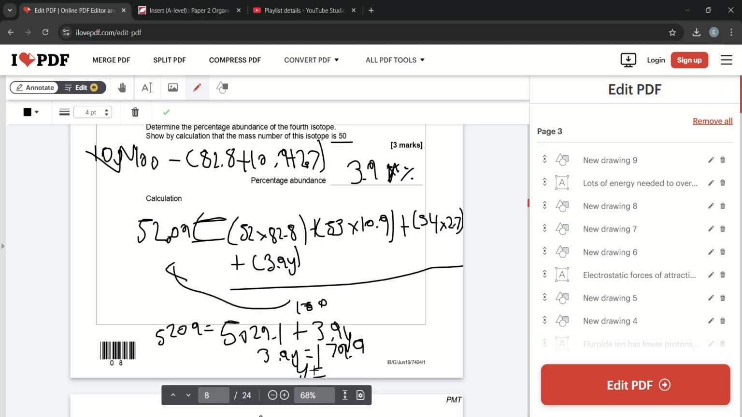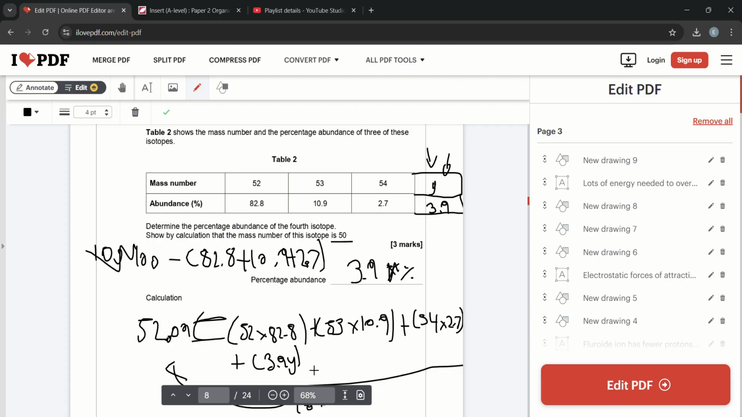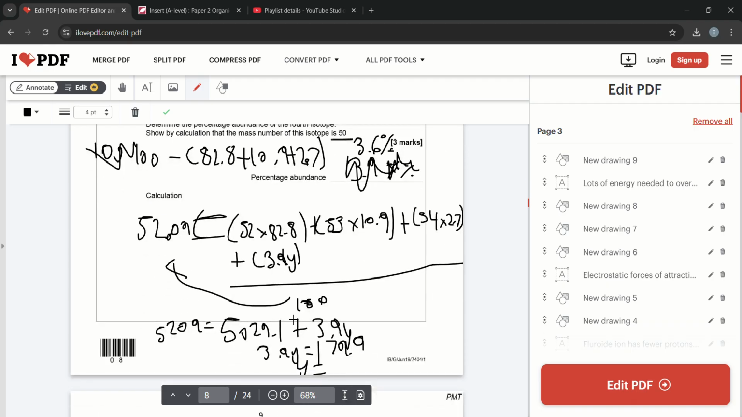Oh, it's not 3.9. 100 minus 82.8 plus 10.9 plus 2.7 is 3.6. Sorry for that. 3.6%. Simple calculation, I could have got the whole question wrong, or at least half of it. So it's 3.6%, so it's going to be 3.6y. But then everything else is correct.